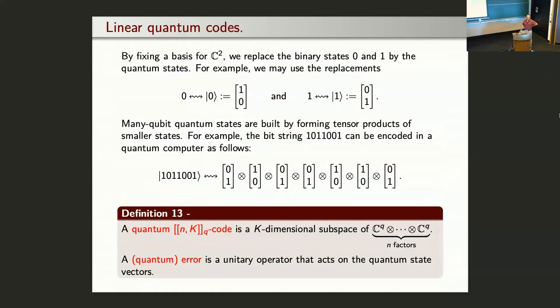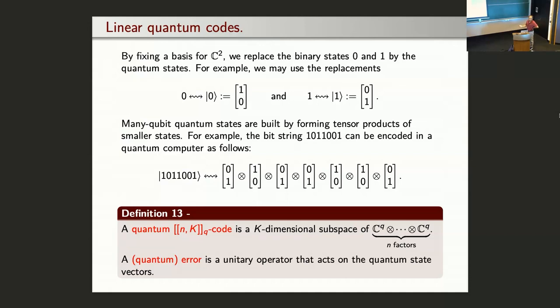Okay, now I would like to apply this theory to quantum error correction. I'm no physicist. I'm sorry. But I'm working with these objects and they seem natural from a mathematical viewpoint. So for me, the binary states 0 and 1 in classical computers can be replaced by quantum states, which are simply complex column vectors.